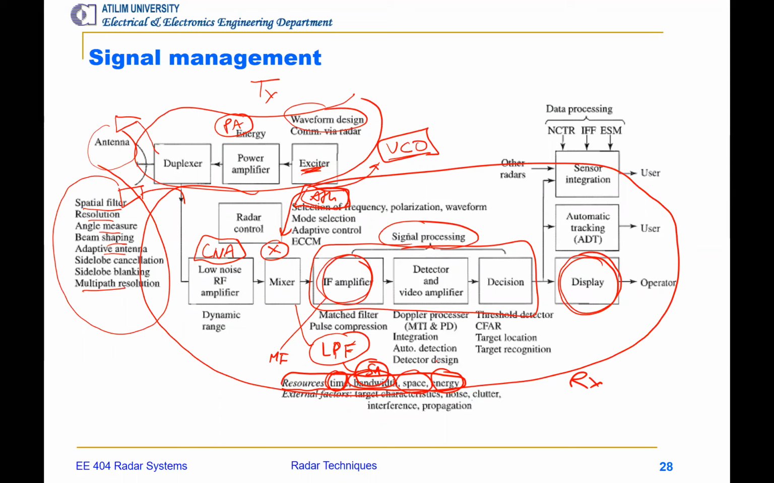Okay? And we have many external factors, as we have discussed in the previous slide: clutter, propagation aspects, and target characteristics, a missile, or an air platform, or UAV, or a submarine, for example, or interference coming from other radars or systems. So in this slide, we simply reviewed signal management in radar systems.